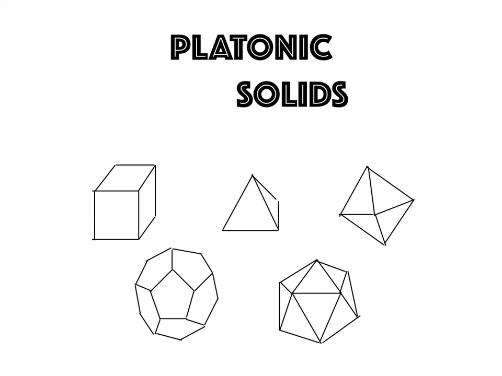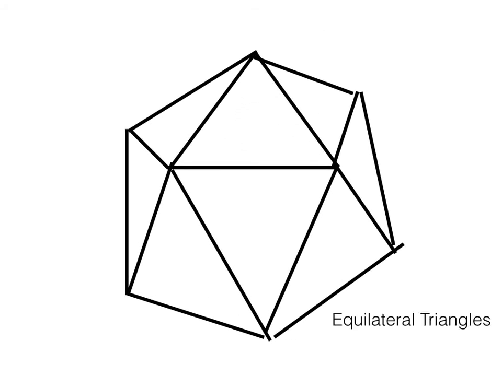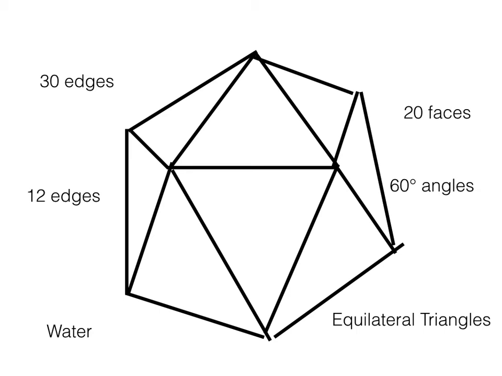Next we're going to look at the icosahedron. It has equilateral triangles, 30 edges, 20 faces, and 12 vertices. It stands for water, and it has 60-degree angles since it's made up of triangles like the octahedron and the tetrahedron.